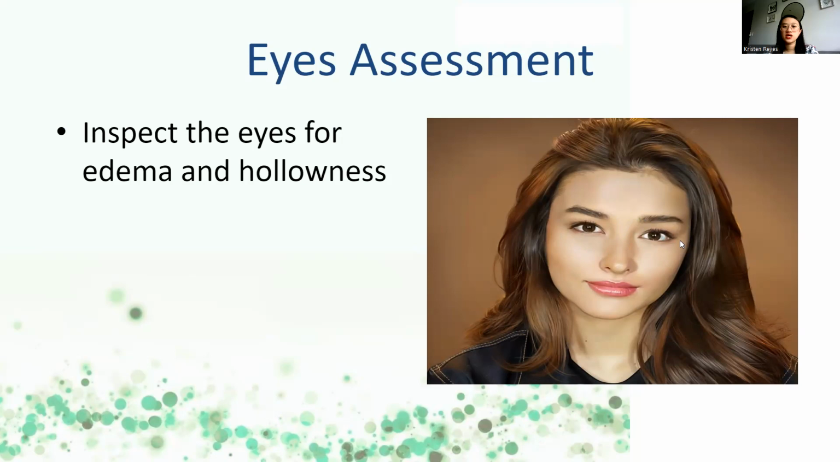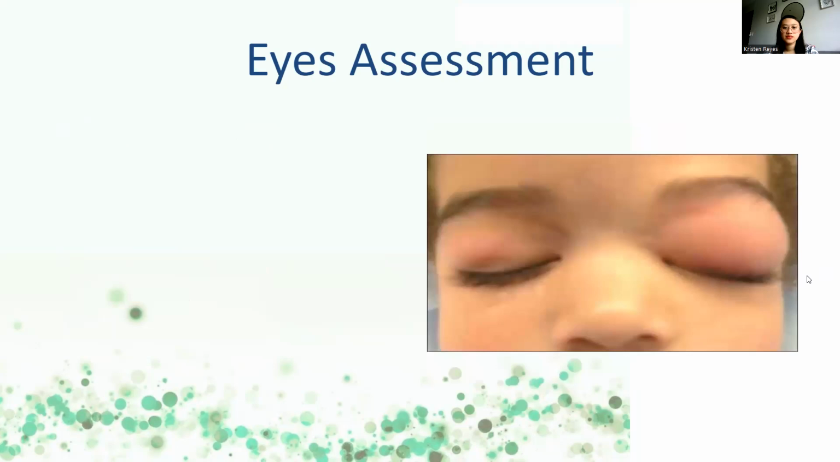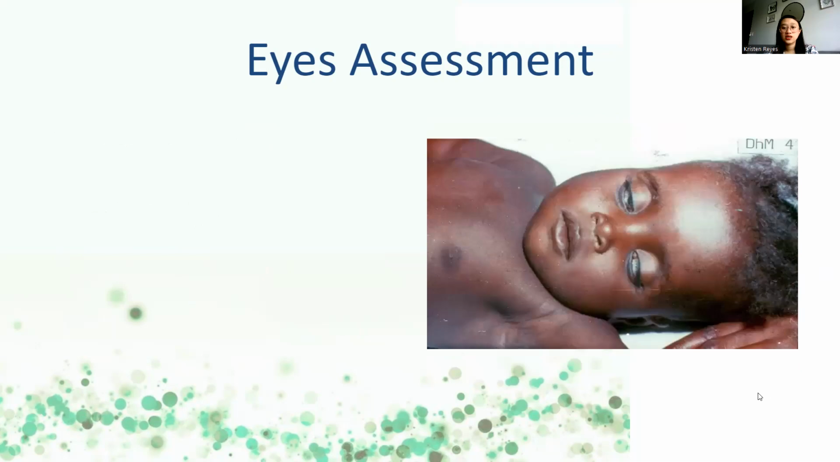Again, check for hollowness. If the eyeballs are sunken, that can mean dehydration. Of course, there should be no edema and no hollowness. This is edema around the eyes, called periorbital edema. This one is of course eye bags. This is an example of sunken eyeballs. This is due to dehydration. Sobrang dehydrated na ng patient na to.